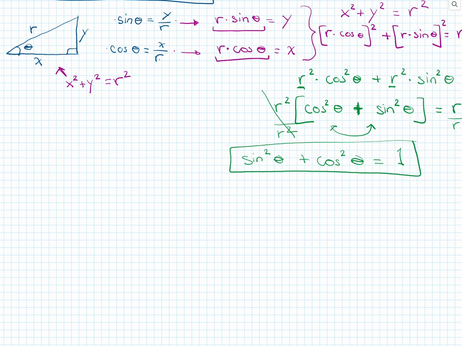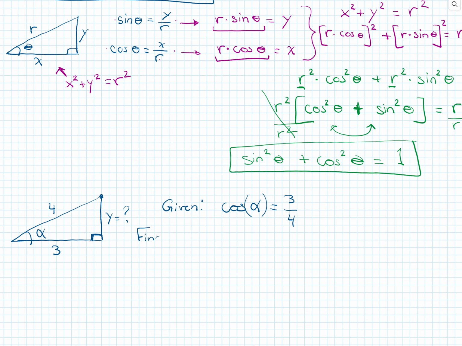If I have a triangle given to me, a right triangle, of course, and let's call this alpha again, so we don't always just think it has to be theta. This is a right triangle, and let's say this leg is 3, this leg is 4, but this one I do not know. So I'm going to call it y, because that will be my y value of that point up here. And I am told, given, cosine of alpha is equal to 3/4. And we have to find all 6 trig ratios.